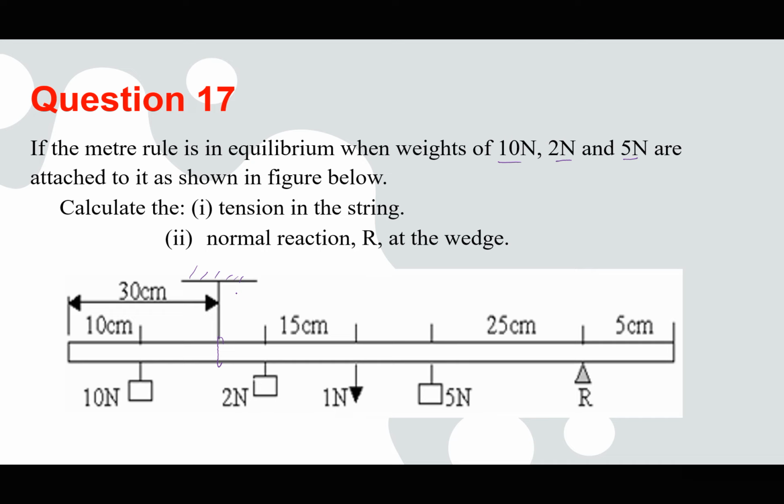And remember, this is a meter rule. That means total length is 100 centimeters. Let us assume that 1 Newton is the weight of the meter rule. So the weight 1 Newton is acting at the center. So the whole of this distance is going to be 50 centimeters, which means if this is 25, this is going to be 20 centimeters. To make it 50, 5 plus 25, that is 30, plus 20, that is 50. Then the whole of this distance is also going to be 50.